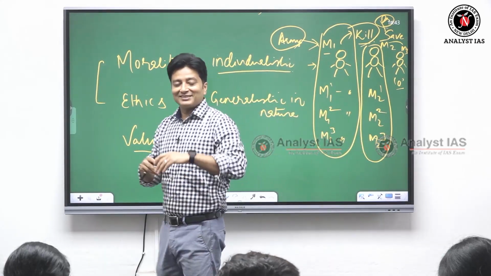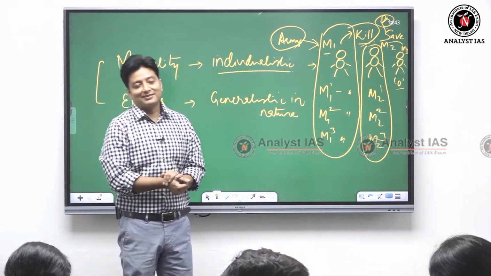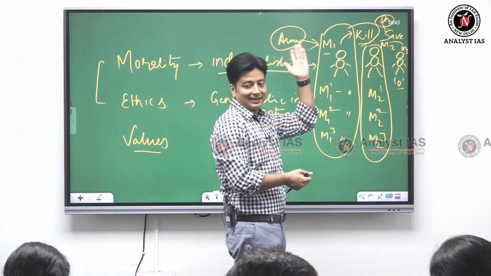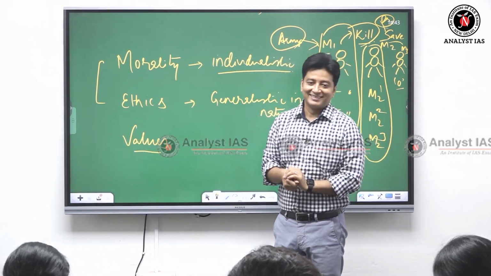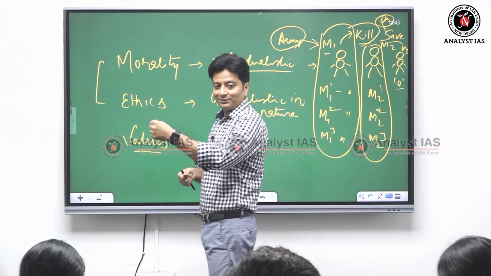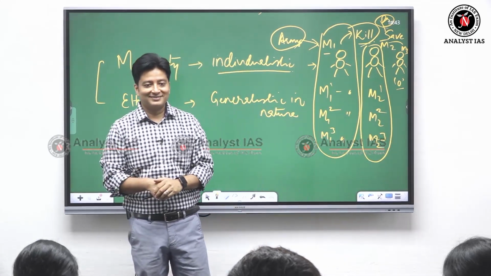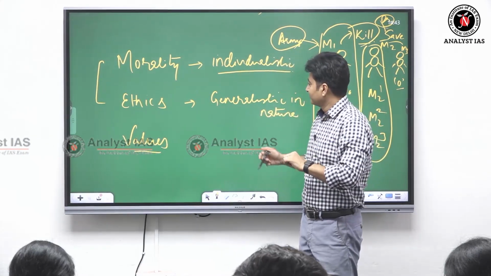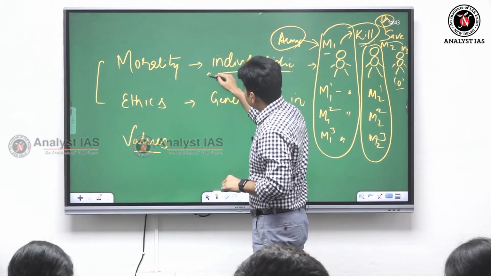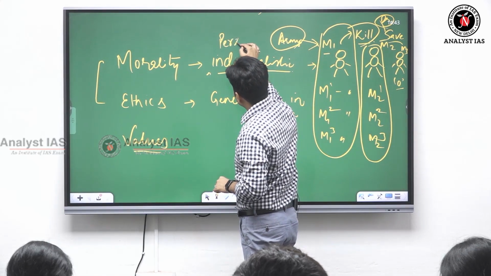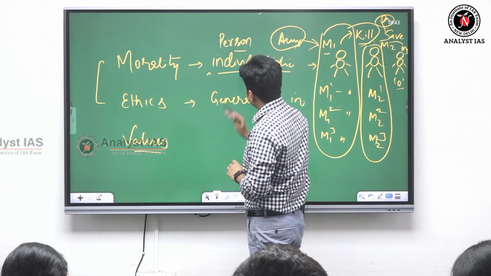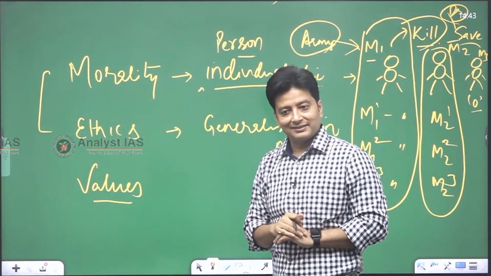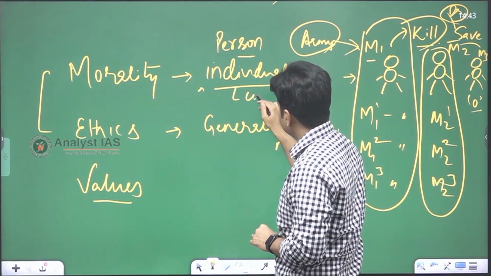You're getting my point? So this context is very, very different. I'm talking about the then lady prime minister. So someone is to save you, and that same person killed you. You got my point? So it means what? Morality is person based. It is individualistic in nature. It is something related to conscience.